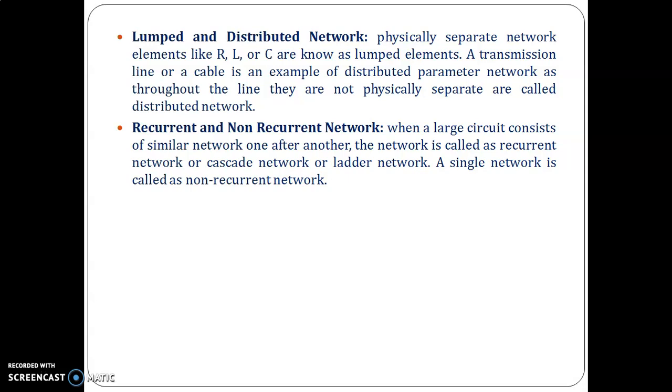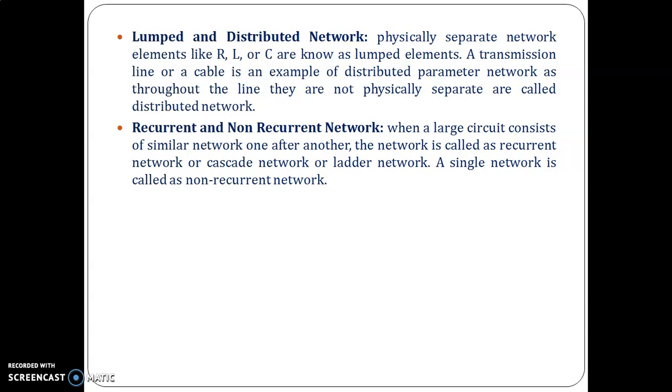Next, recurrent or non-recurrent network. When a large circuit consists of similar networks one after the other, suppose I am taking a circuit which consists of a voltage source connected in series with a resistor, inductor, capacitor, and a similar kind of circuit is connected again one after another, that is cascading, then it becomes a recurrent network. When a single network alone is present, it is called a non-recurrent network.